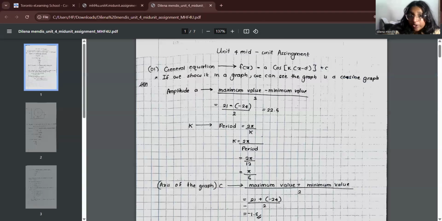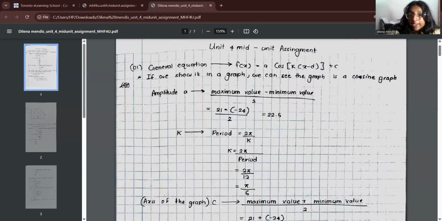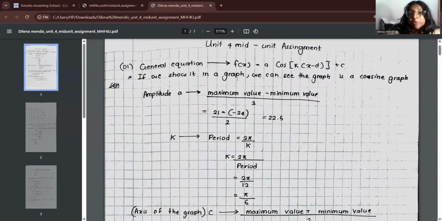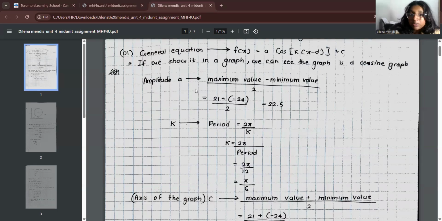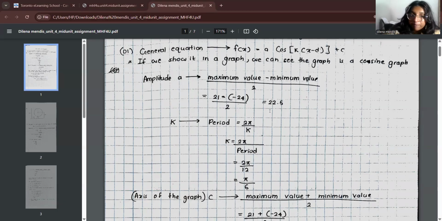The general equation is f(x) = a cos(k(x - d)) + c. If we show it in a graph, we can see the graph is a cosine graph. Amplitude equals the maximum value minus minimum value divided by 2. So 21 minus (-24) divided by 2 will be equal to 22.5.